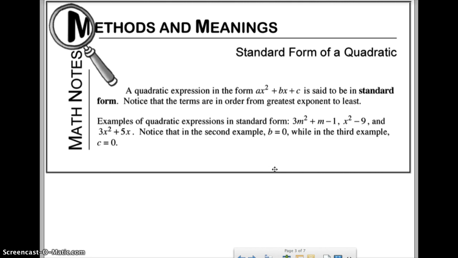Examples of quadratic expressions in standard form are 3m squared plus m minus 1. That one's an easy one to see that that's in standard form. But they also say that x squared minus 9 is also in standard form. It's missing that x term, but that means that b is equal to 0, because if b is equal to 0, 0 times x is going to be 0, and it's going to be eliminated. So that's what that kind of means there. This last one, it says 3x squared plus 5x, and that's also in standard form. But in this case, c is going to be equal to 0, because there is no units term for that problem. Okay, let's go on to the next problem.